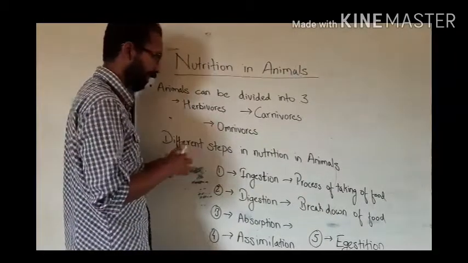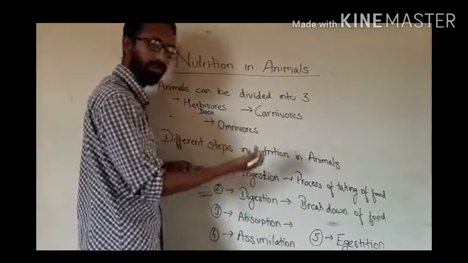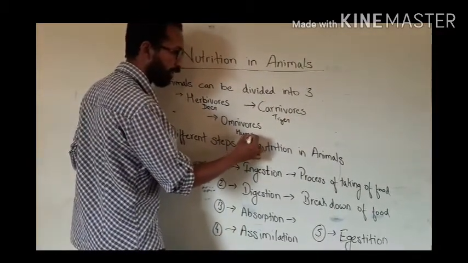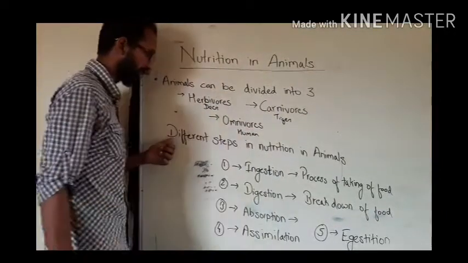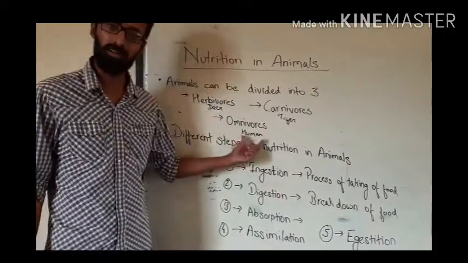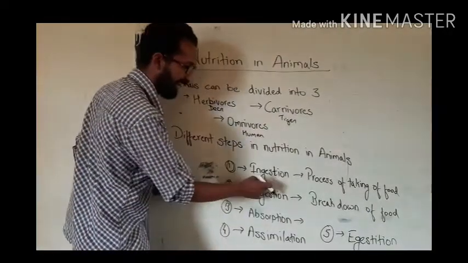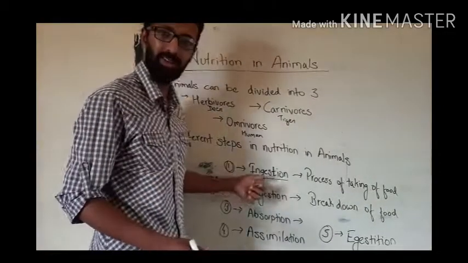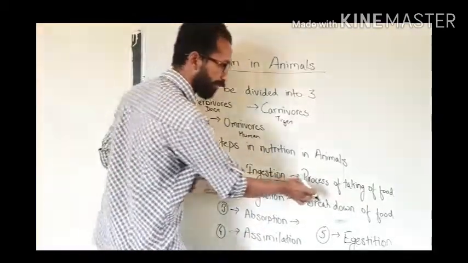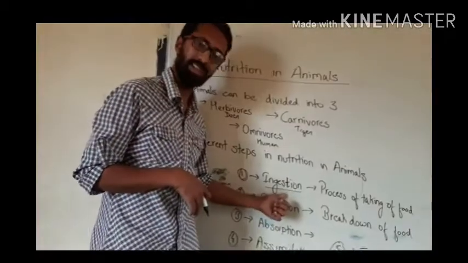So easy examples would be deer for herbivores. Carnivores, it could be tiger, and the best example for omnivores will be human. I think you would have understood this. Next is different steps of nutrition in animals. What are the different steps, or how does this process happen? First, the first thing is ingestion. Ingestion means, as the word suggests, ingesting something into somebody's body, or the process of taking in food. We are taking it in. So that is called ingestion.